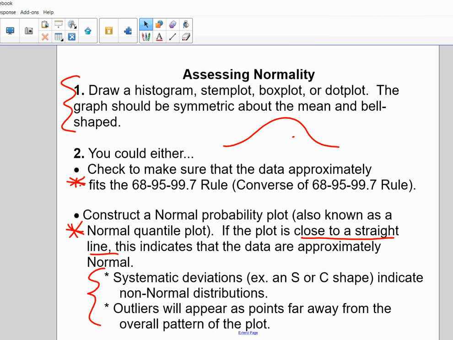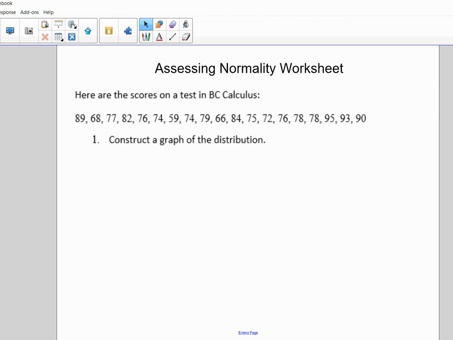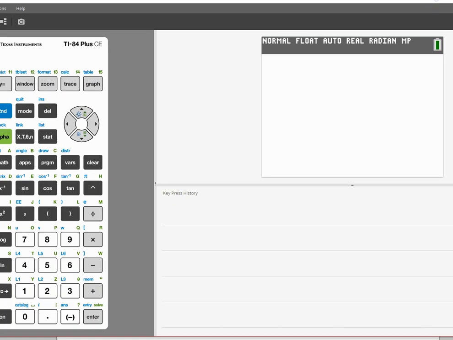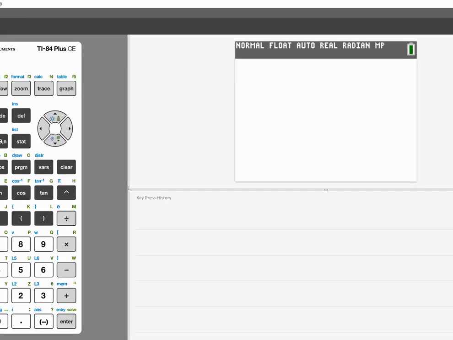So now I want you to take out that worksheet that you got from the sub, this assessing normality worksheet, and we're going to go through it together. So pause the video, take a second, get this data into your calculator. All right, guys, so you have all that data into your calculator. So again, first thing you should do is you need to make a graph, all right? So it could be a histogram, could be a box and whisker. You can go crazy and make a dot plot, whatever your little heart desires.